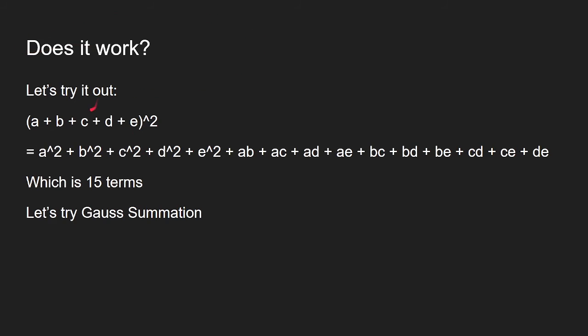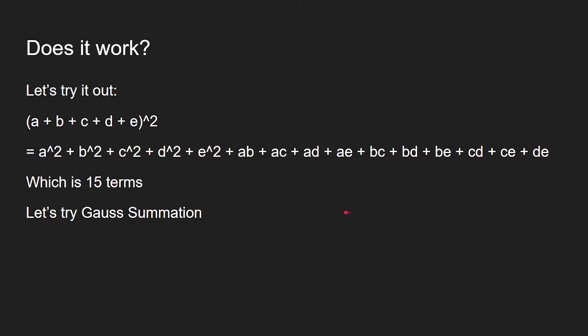And let's try it out. We'll first do it manually, and then we got a squared, b squared, c squared, d squared, e squared, plus ab plus ac plus ad plus ae plus bc plus bd plus be plus cd plus ce plus de. And if you count it, that's 15 terms: 1, 2, 3, 4, 5, 6, 7, 8, 9, 10, 11, 12, 13, 14, 15.